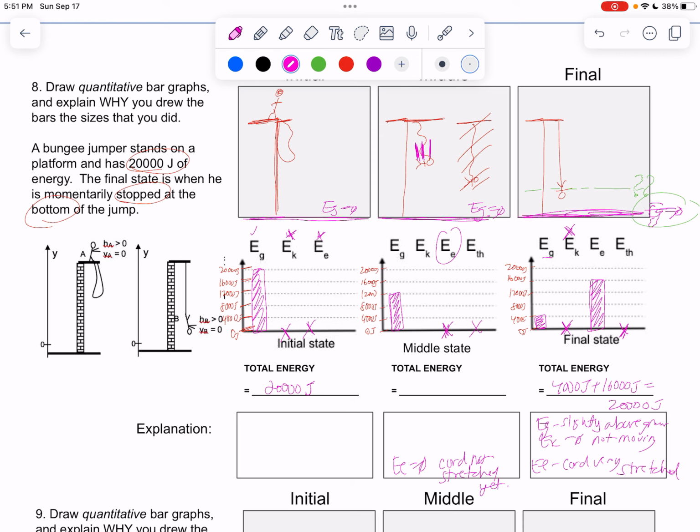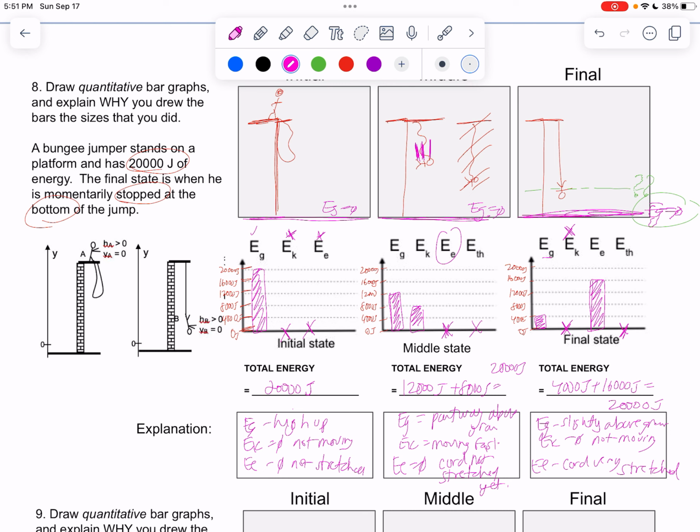So, partway above ground. And the EK, he's moving pretty fast because of the whooshies. All right, so if the whole thing is going to be 20,000, then I'm going to need another 8,000 to get to 20,000, because I've got to keep my total the same. EG, high up. EK, 0, not moving. EE, 0, not stretched.